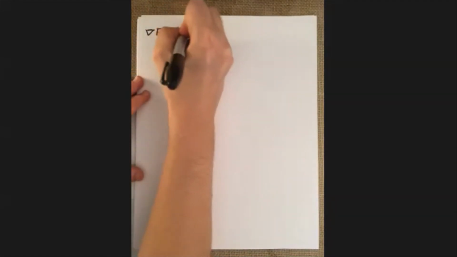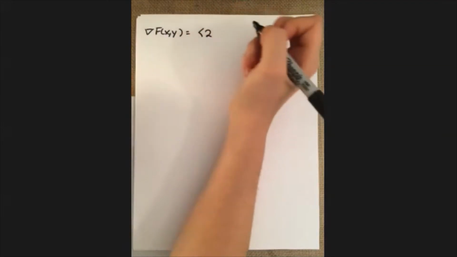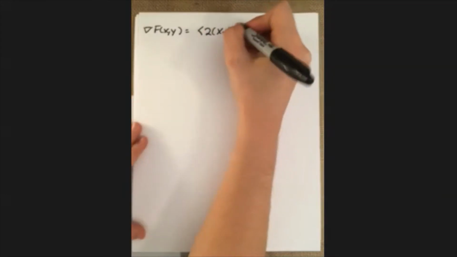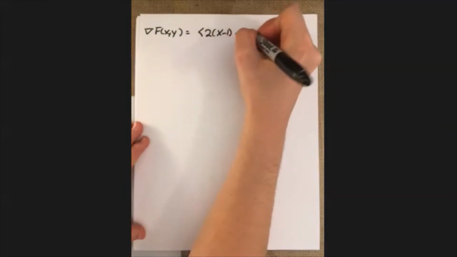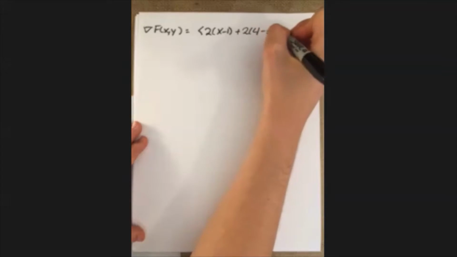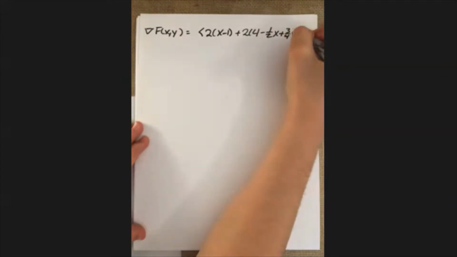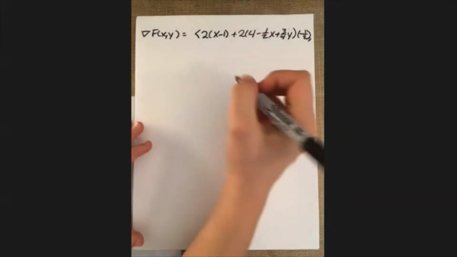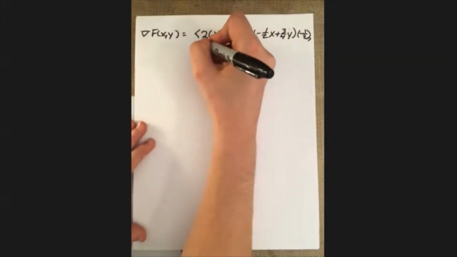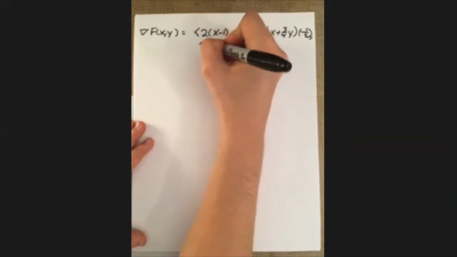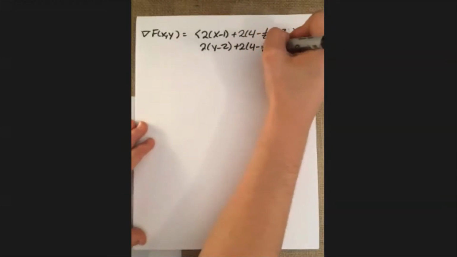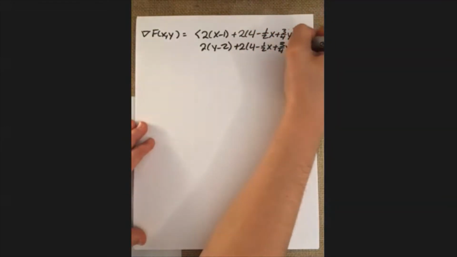Our gradient is going to be equal to 2 times, we're going to get x minus 1 plus 2 times 4 minus 1/2 x plus 3/4 y, and then times negative 1/2. And then I'll put my second component on the next line here, because otherwise I've run out of space. We have 2 times y minus 2 plus 2 times 4 minus 1/2 x plus 3/4 y times 3/4.